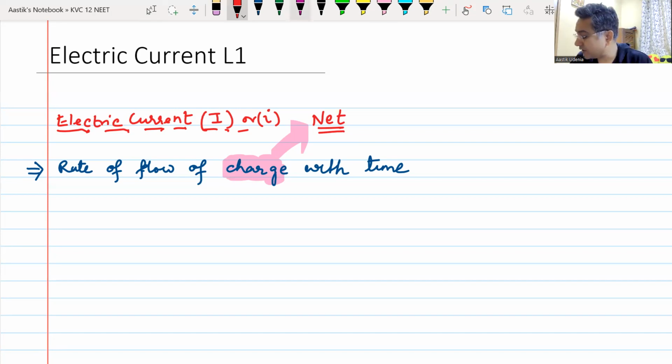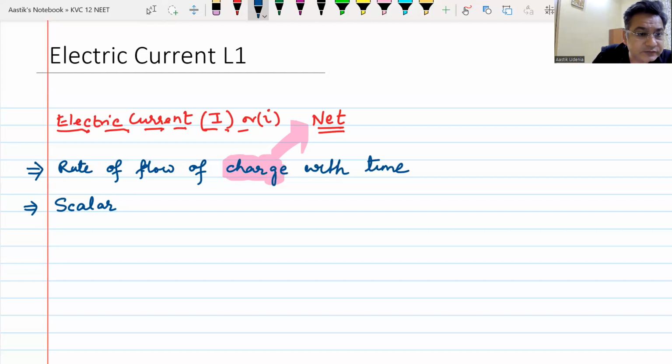What type of quantity is current? Current is a scalar quantity. All of us know this, yes or no? That current is a scalar quantity. We know this? Yes or no? Do we know this? Okay, no one is replying. I hope everything is okay.